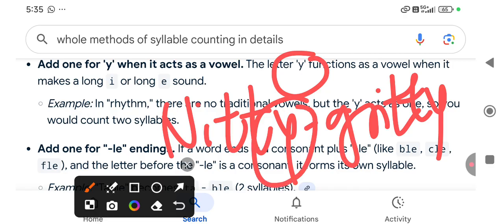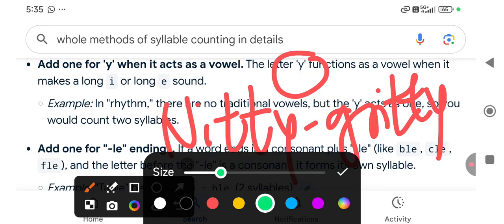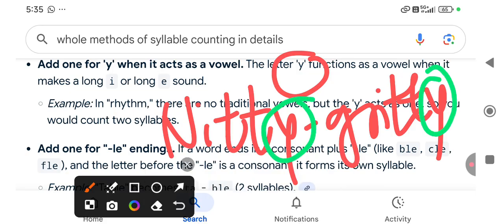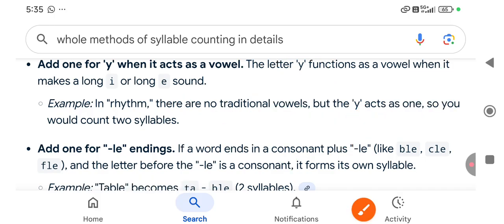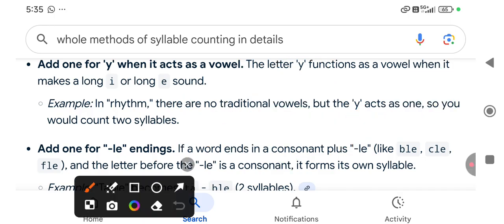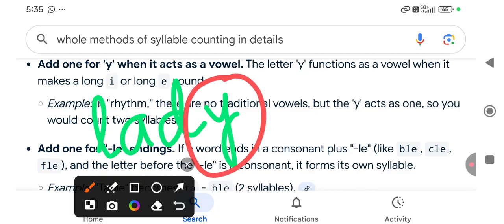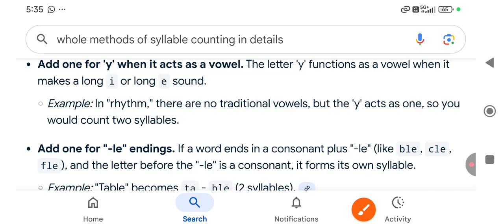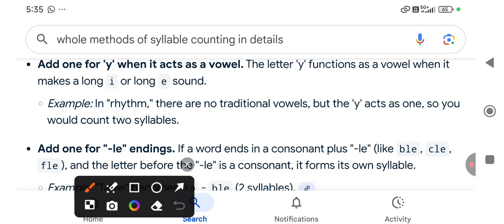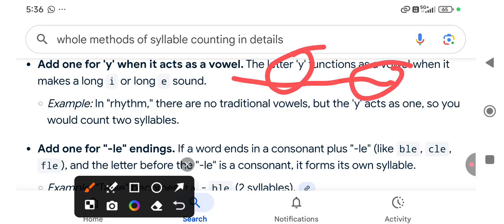So here Y is pronounced as a vowel sound. Another example is lady. In lady, Y is pronounced as a vowel, so here Y will be counted. What they are saying is the same: the letter Y functions as a vowel when it makes a long I or long E sound.